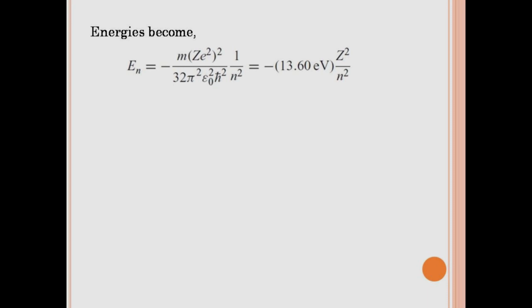Here the orbits in the higher Z atoms are closer to the nucleus and have larger energies. That is, the electron is more tightly bound to the nucleus.